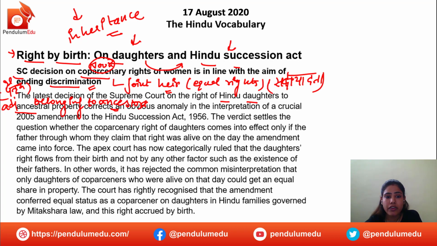Ancestral property corrects an obvious anomaly. Anomaly is something that is unusual, okay? In the interpretation of a crucial 2005 amendment to the Hindu Succession Act 1956.